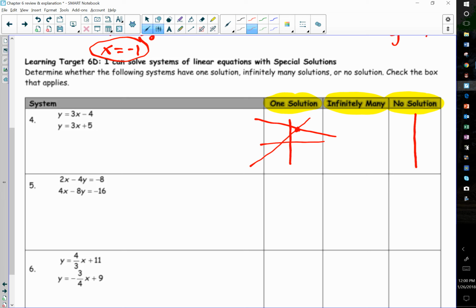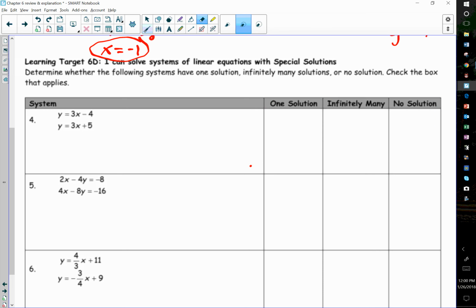And you should know that a linear system that has no solutions is one where the two lines are actually parallel, so they never cross, so there's no solution. And finally, you should know that a system that has infinitely many solutions is one where you're just graphing the same exact line twice. The two lines are identical.